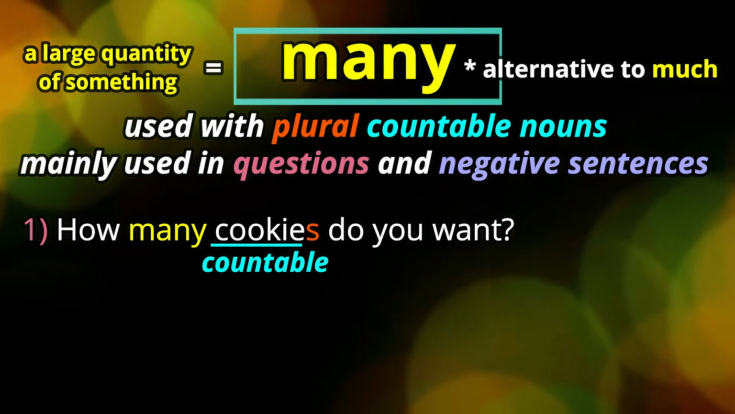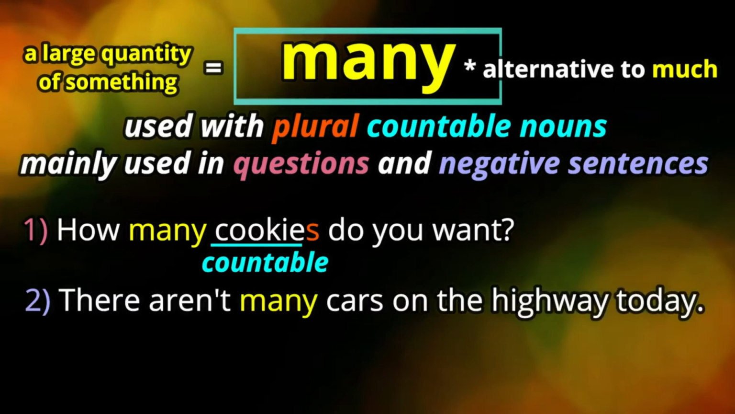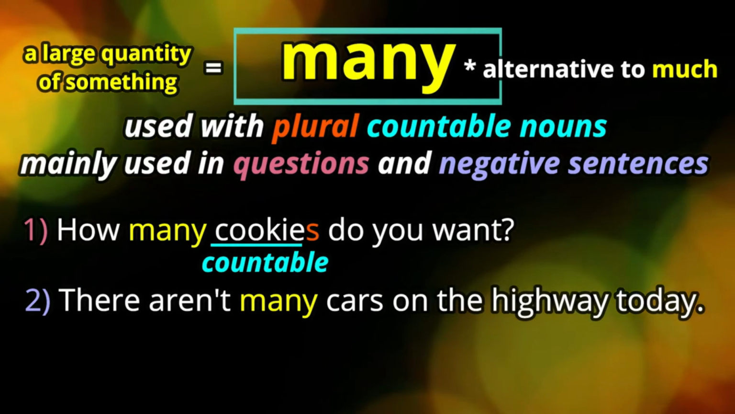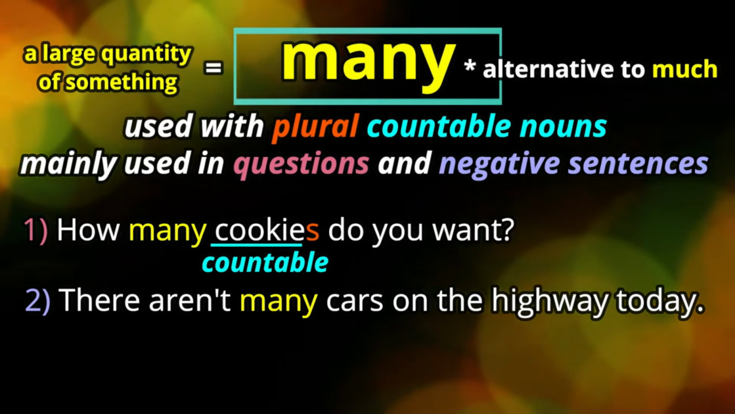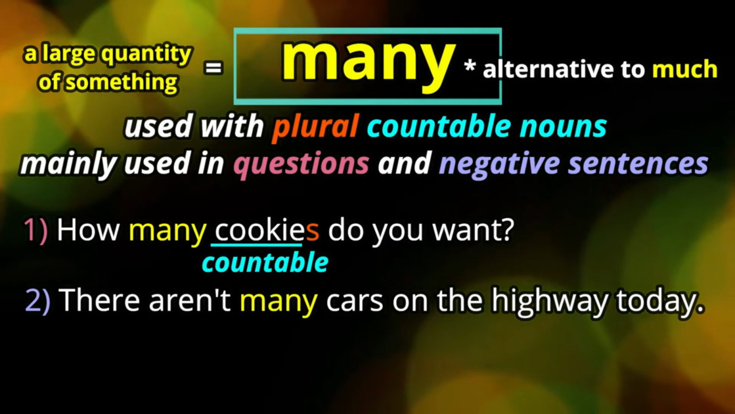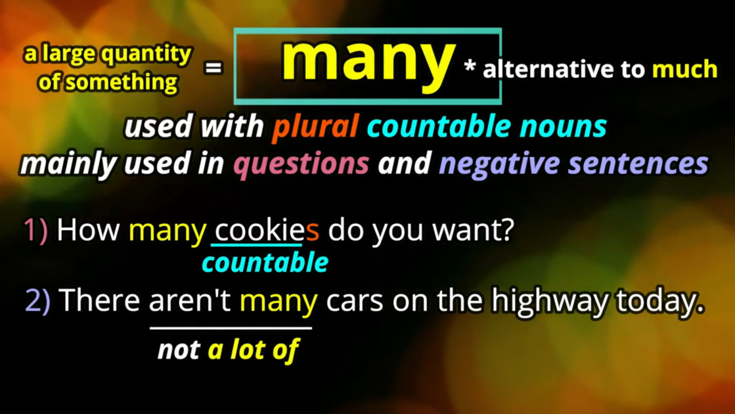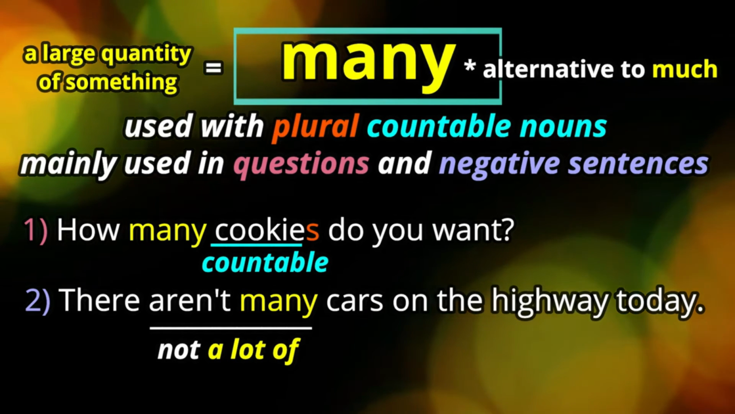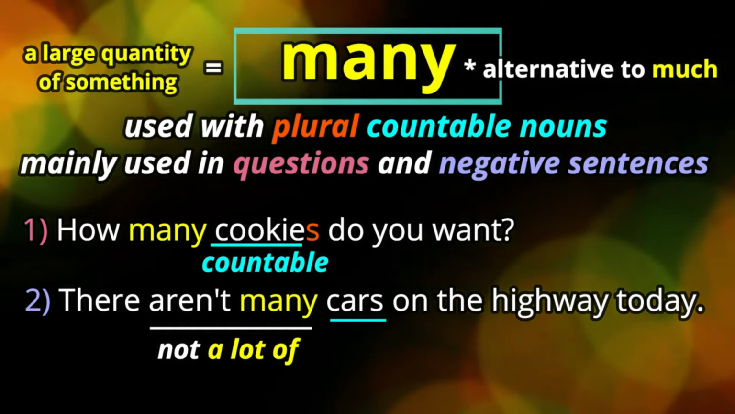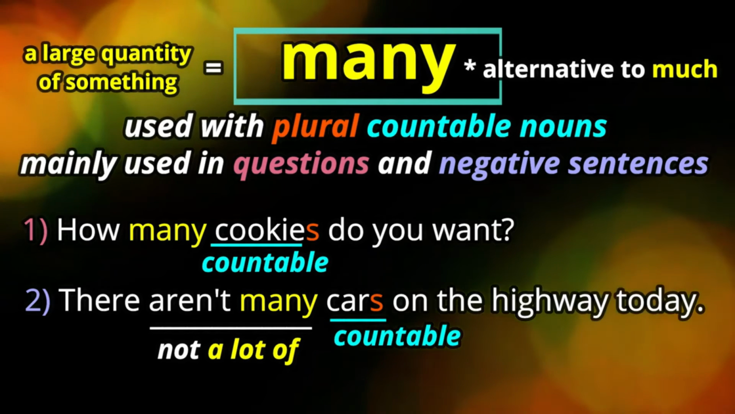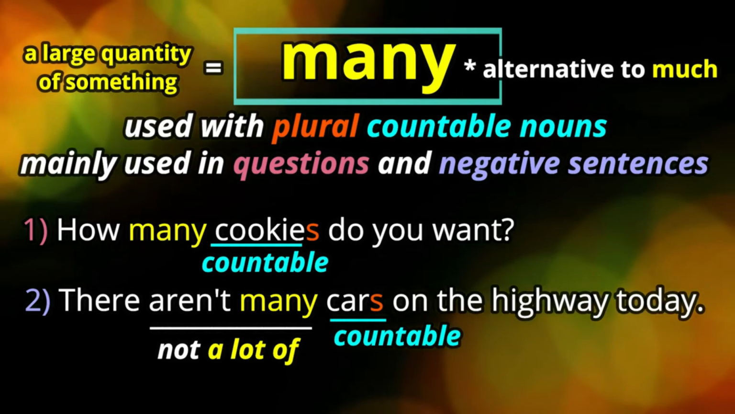In the second example, you'll see it. There aren't many cars on the highway today. All right? So many means a large quantity. So if we say that there aren't many, we mean there are not a lot of cars on the highway. Okay? Cars, car, countable noun. That's how you know which one to use.